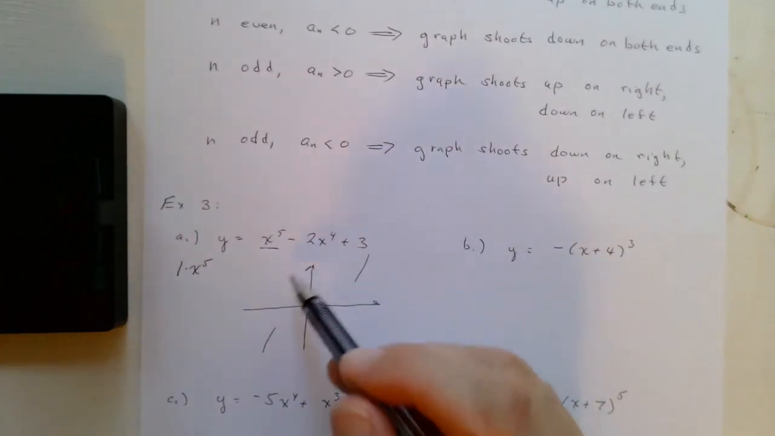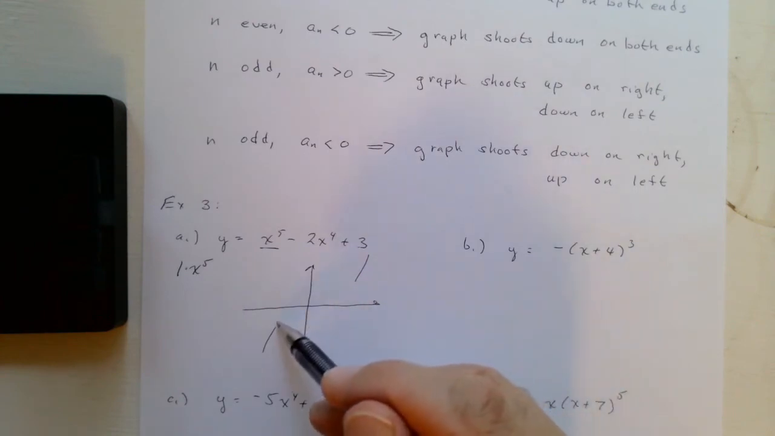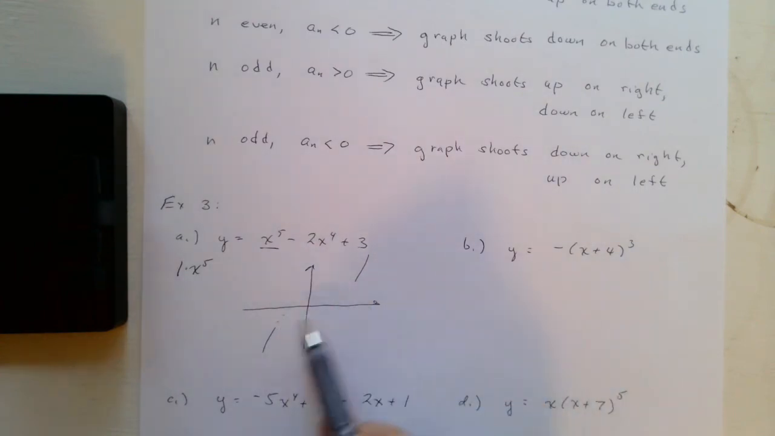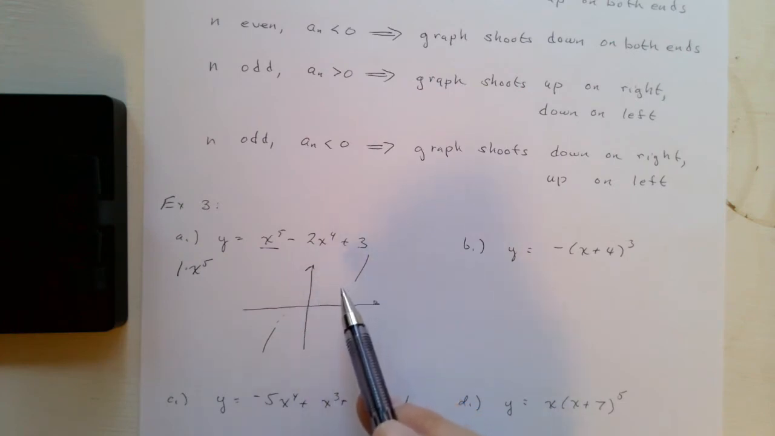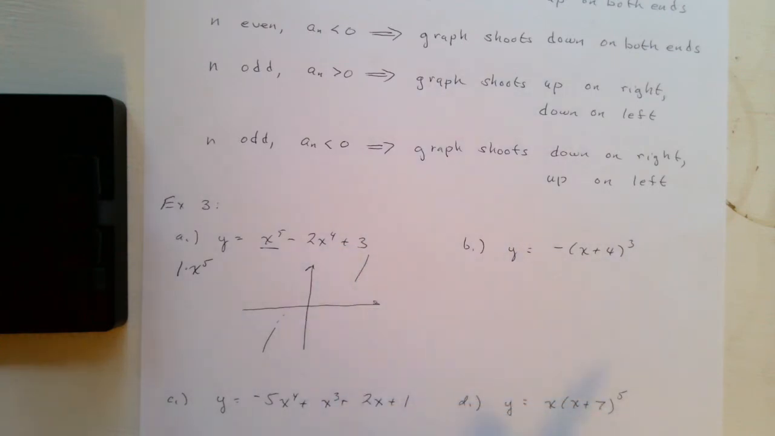We don't know exactly what's going on in between here, or how many times. We can see the graph is going to have to cross the x-axis eventually, but we don't know exactly how many times, or where it does, or how many turning points there are. But we know that the end behavior is determined by this.